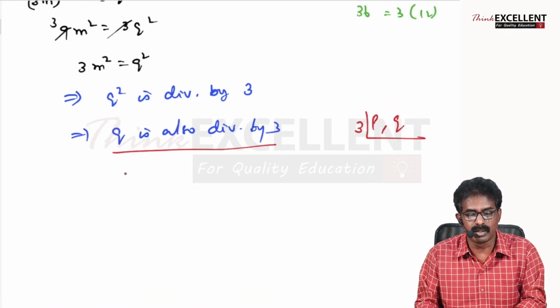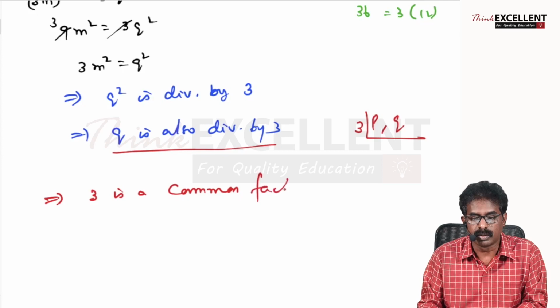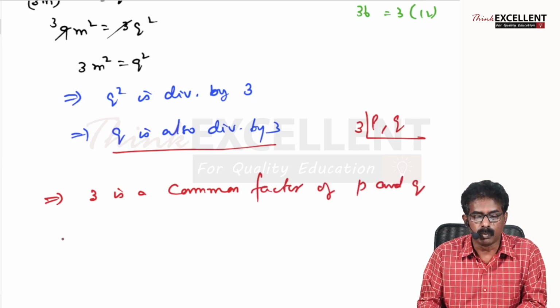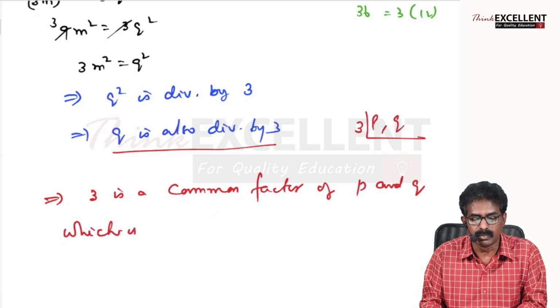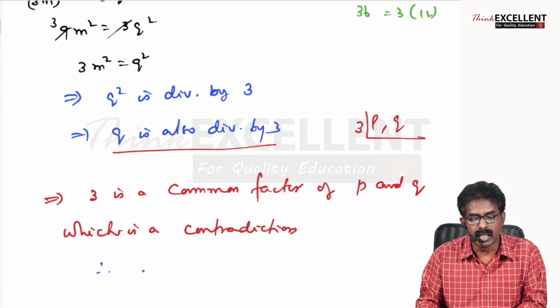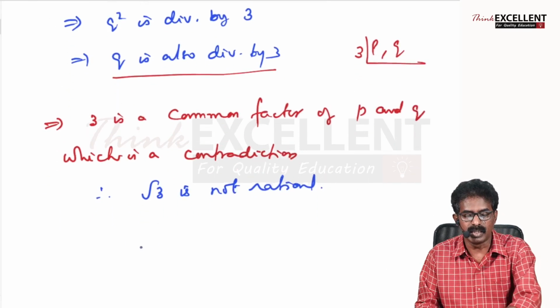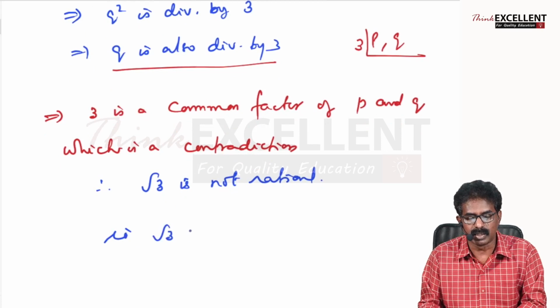Okay, so we write. That means you can say 3 is a common factor, right? 3 is a common factor of both P and Q, which is a contradiction. Therefore, what can you say? Therefore, root 3 is not rational. And we say root 3 is irrational. That is, root 3 is irrational.